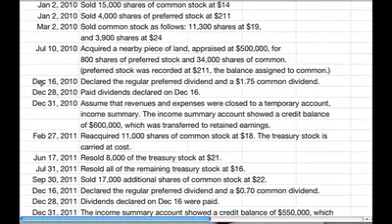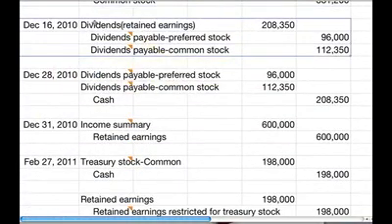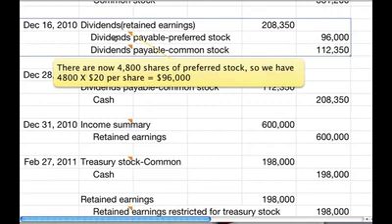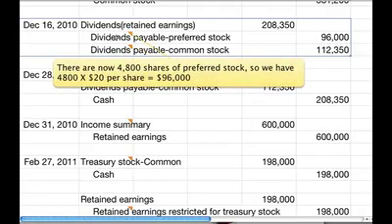Okay, now our next transaction is we declared the regular preferred dividend and a $1.75 common dividend. So, debit dividends or retained earnings for $208,350. The dividends payable preferred stock is 4,800 shares times $20 per share. The $20 is the 10% of $200 par value. That gives us $96,000. The dividends payable common stock is 64,200 shares of common stock, so we have times 1.75, and that's the $112,350.